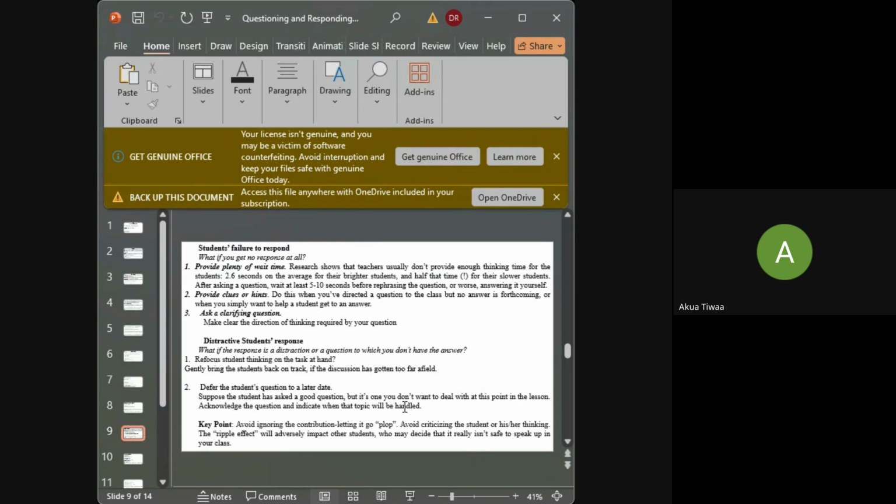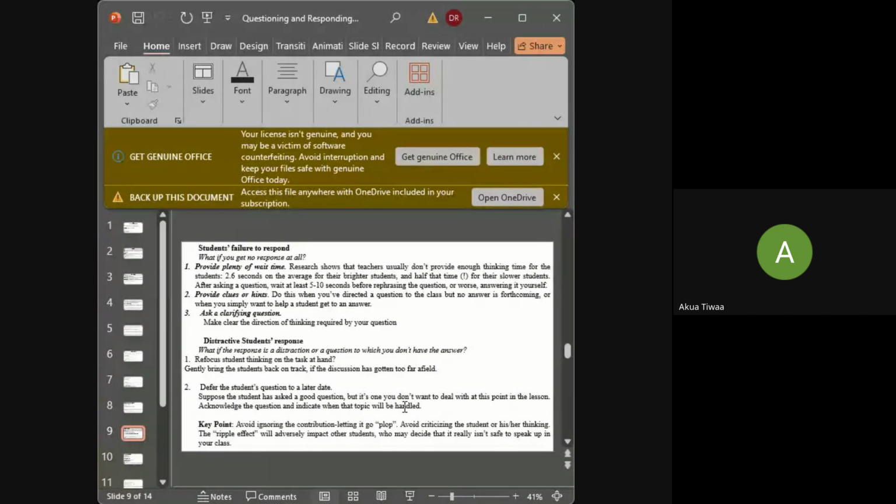When the student fails to respond, you have asked the question, but the student is not minding you. The student is not responding. What do you do? So what if you get no response at all from the students? One, what you are supposed to do is give the learner plenty of time. So plenty of wait time. You wait for the learner to gather himself or herself.